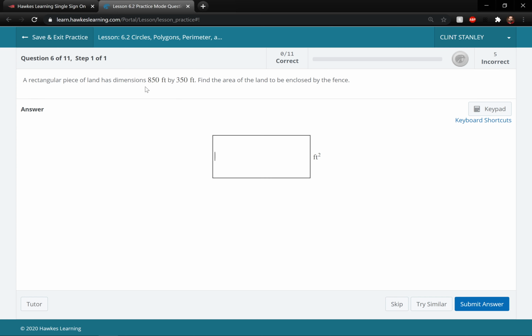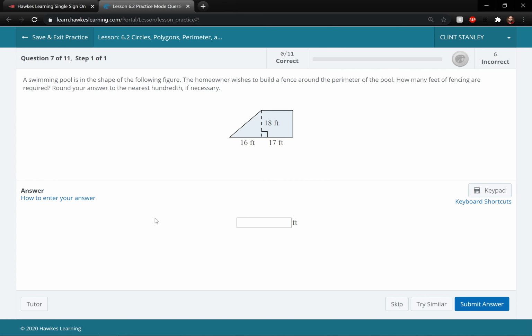And on this one, we've got a rectangle. It gives us the dimensions. It says find the area of land to be enclosed. So area of a rectangle is just length times width. So we would just multiply these two numbers to get our area down here. 7. It looks like the last one we worked out.